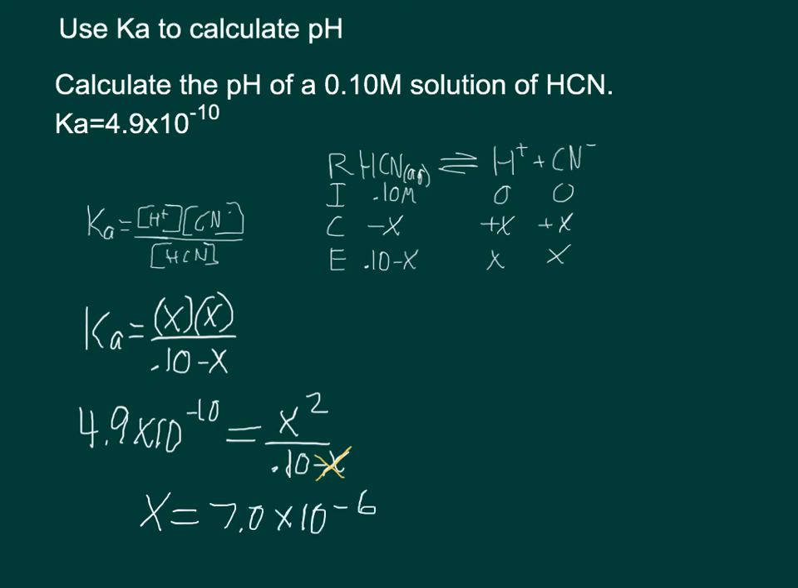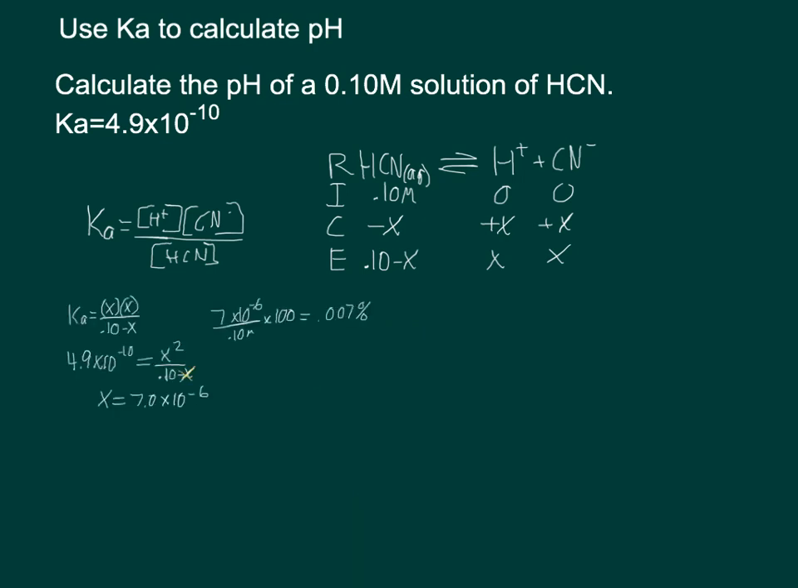Okay, if we wanted to check the percent ionization, we simply take that and divide it by 0.10. So 7 times 10 to the negative 6 divided by the 0.10 original molarity times 100. Okay, and our percent ionization there is 0.007%, which is easily small enough that we don't have to worry about this at all.